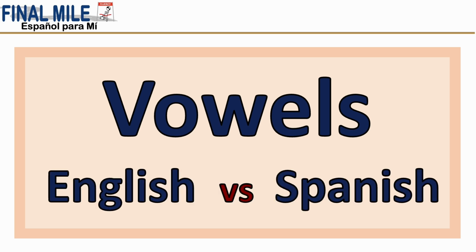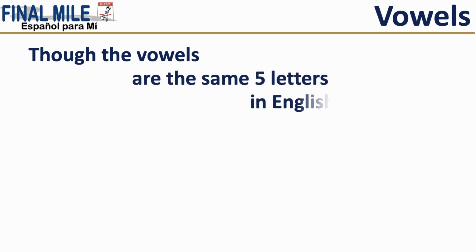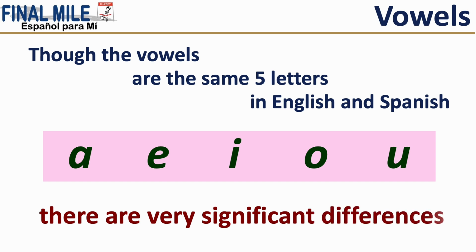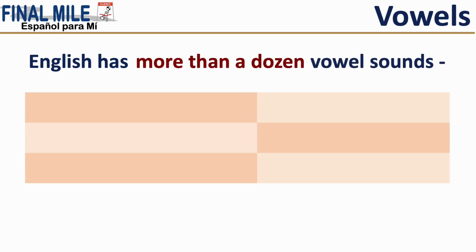Okay, vowels, English versus Spanish, okay? Even though the vowels are the same 5 letters in English and Spanish, okay? Say them again, okay? We're training your brain. Tell your brain, every time you see that letter right there, you say ah, e, smile, e, o, u. Okay, they are the same 5 letters, but there are very significant differences. English has more than a dozen vowel sounds.